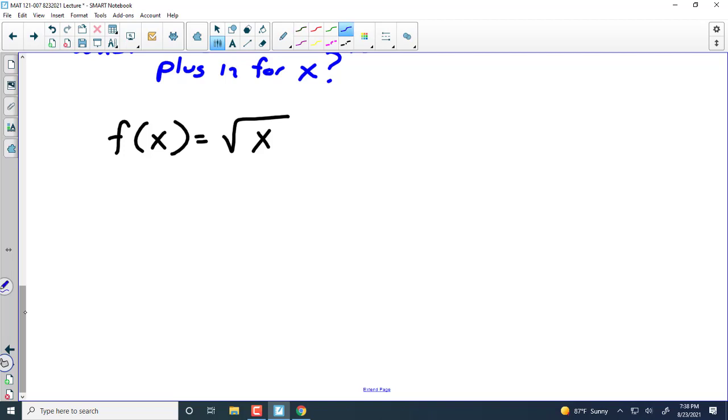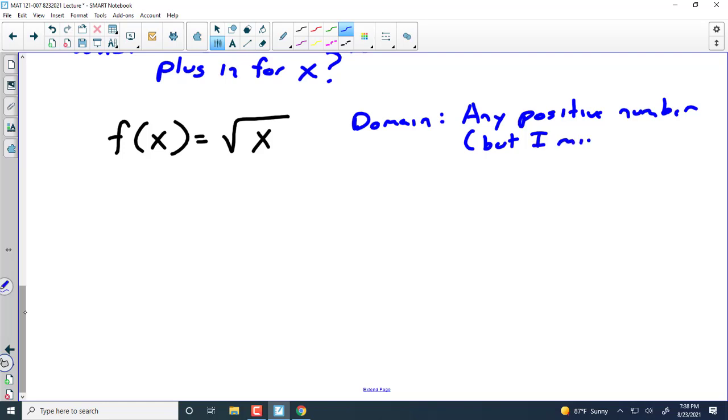But what I want to say is this. The domain for this one seems like it would be any positive number, but I might need a calculator, and 0. Can you take the square root of 0? Yeah, you can. 0 times 0 is 0. So you can plug a 0 in there, and some numbers I could plug in there, and you'd have a fine time of it.